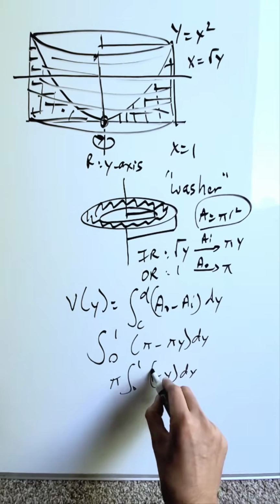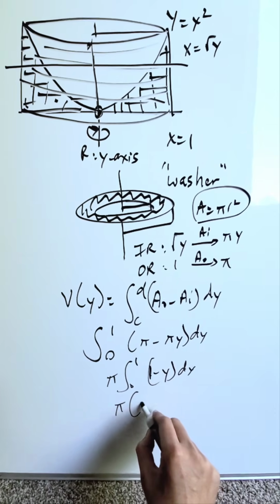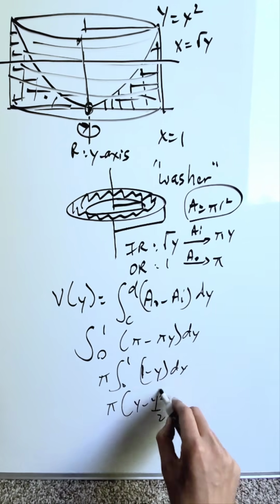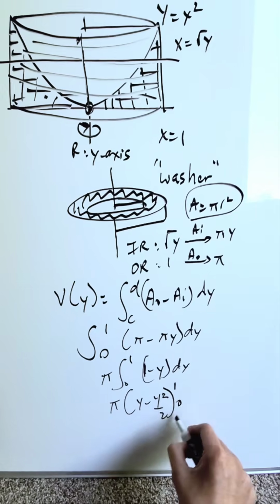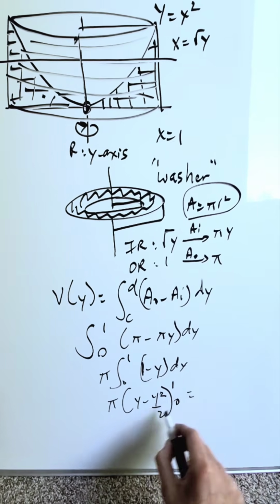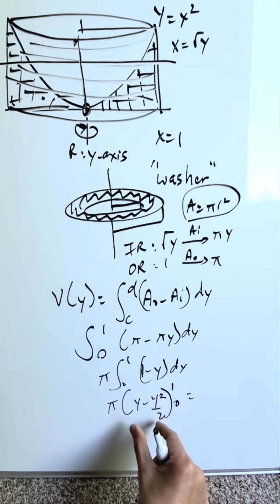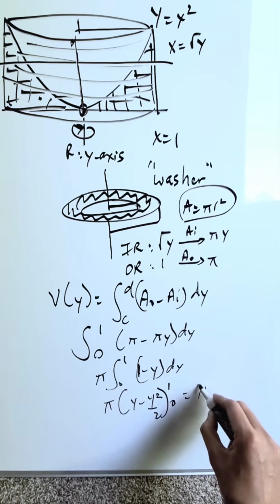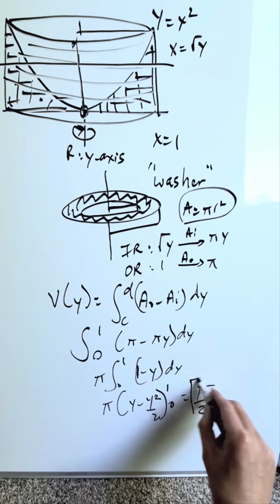Integrate this. It's a polynomial integral. You have pi times the antiderivative, y minus y squared over 2, evaluated at 1 and 0. Put 1 and 0 in place of y, and the difference is 1 minus 1 over 2, which is a half. Half times pi. Pi over 2 is my volume with respect to y.